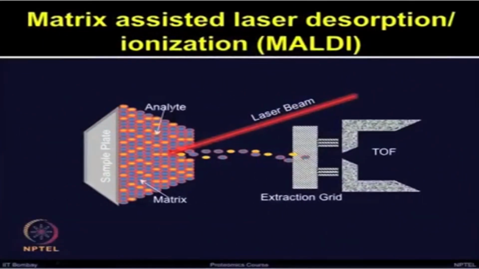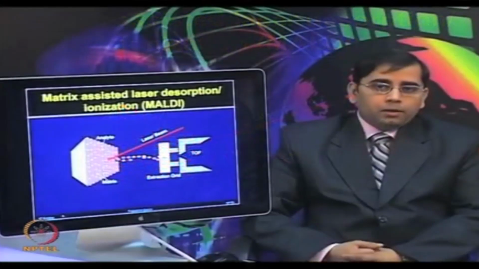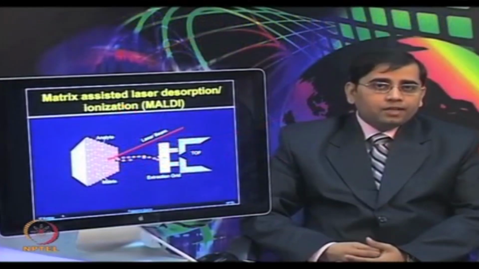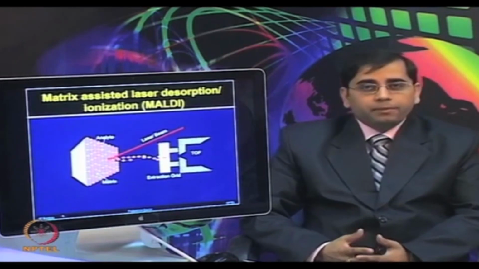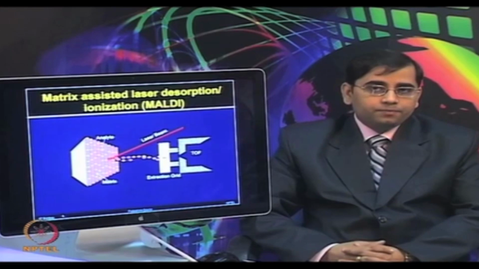Let us first talk about matrix assisted laser desorption ionization or MALDI. So, the analyte, or the proteins of interest, are mixed with the matrix, which is usually an aromatic compound. There are various types of matrices available, which we will talk about in more detail when we come to sample preparation and matrix selection. But just for your reference, we can use 2,5-dihydroxybenzoic acid, we can use cinnapic acid, and there are several other choices.